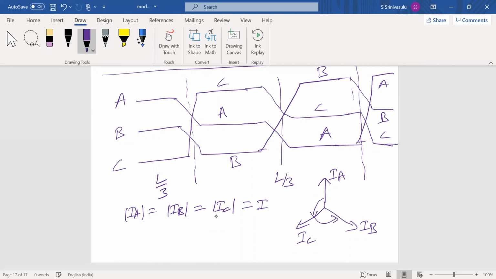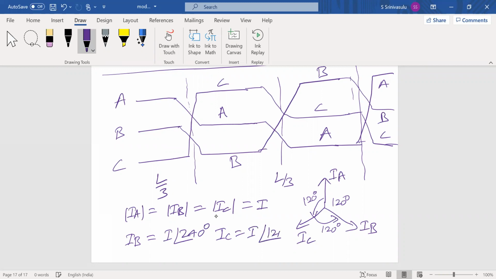Now what is the difference? In a three-phase system, each phase is displaced by how much? 120 degrees apart: 120, 120, 120. If you take 360 degrees, three phases means each phase is displaced by 120 degrees. So IB you can write as I at an angle of 240 degrees, and IC as I at an angle of 120 degrees.